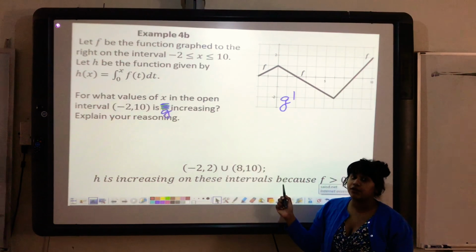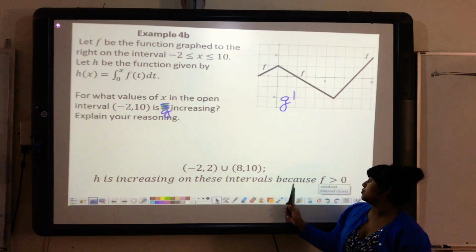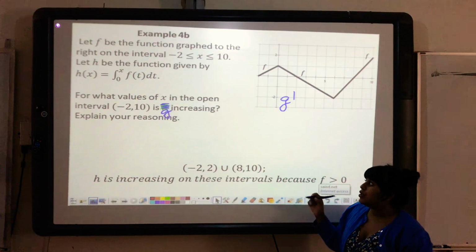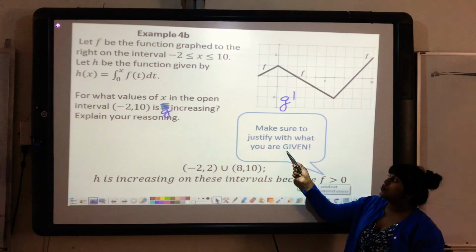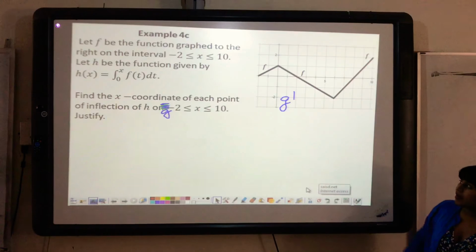They didn't just finish there though, I needed a justification. So h must be increasing on these intervals because f is greater than 0. And I want to make a note here. Why did we use h and f? Because we are justifying with what we are given. Okay?